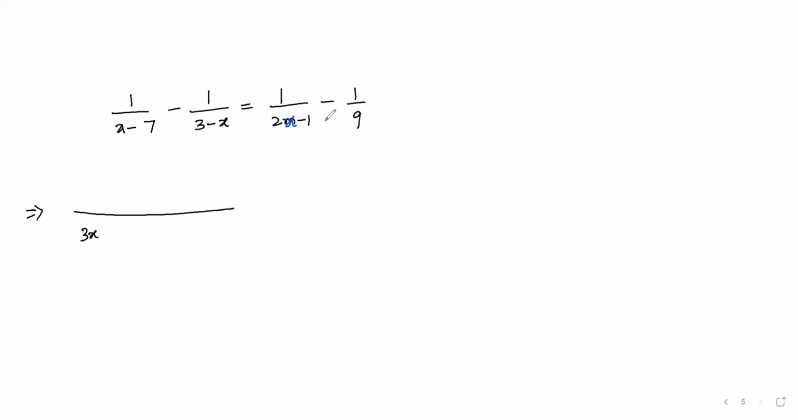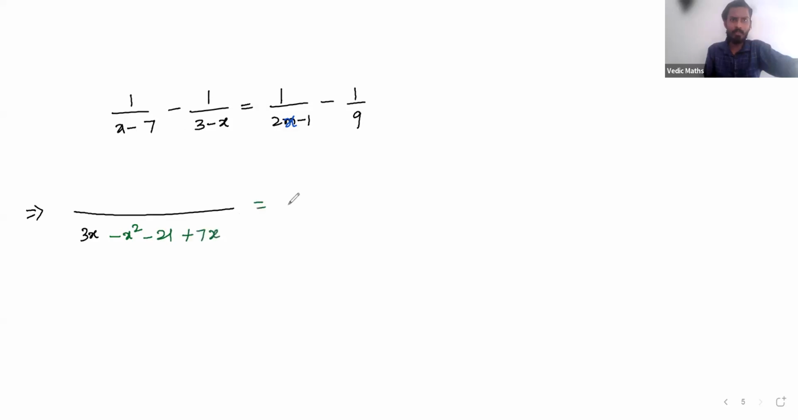2x, it will come 2x. So we need not rearrange. Let me think that. What we are getting, what we have to do here. Yeah, 3x. Okay, this is 3x. Next, minus x plus 3, so minus x square minus 21, minus into minus 7x. Okay, here 18x minus 9.